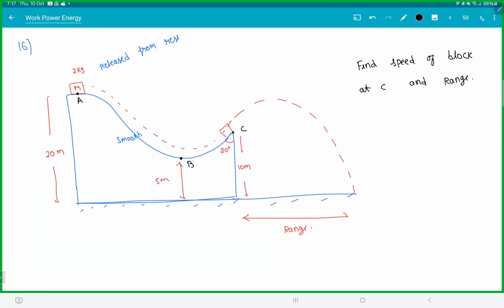And when it hits the ground, let this be angle alpha. At the speed of block C, find range and alpha. Alpha is the angle when it hits the ground. So block slides and flies away from point C.